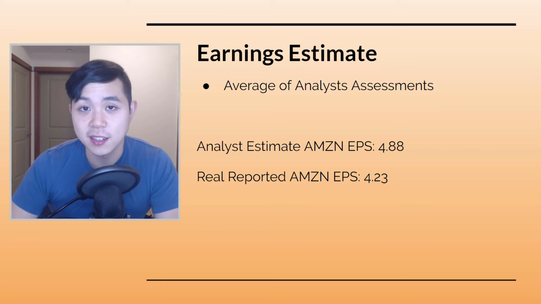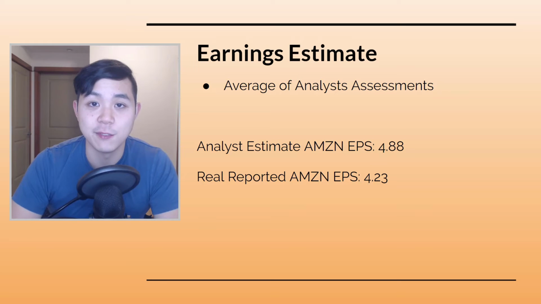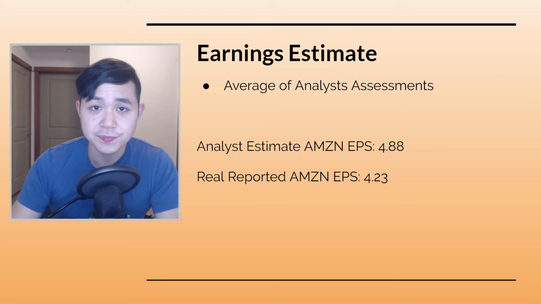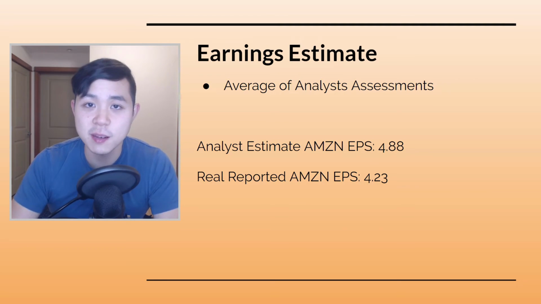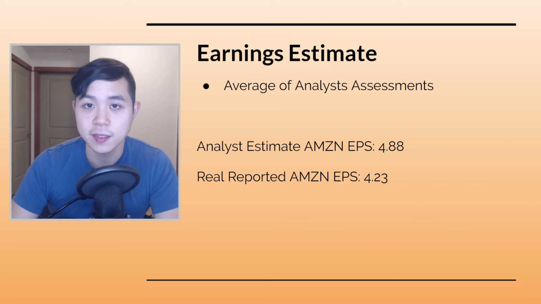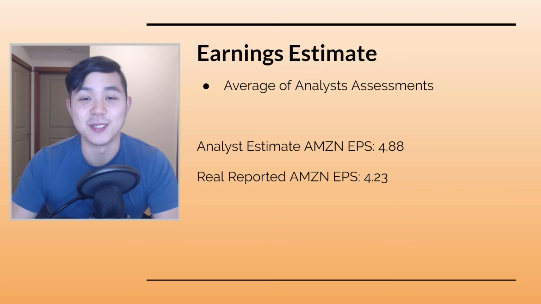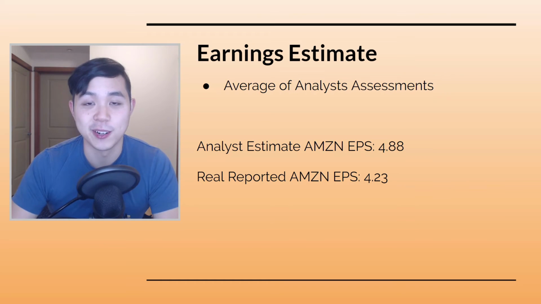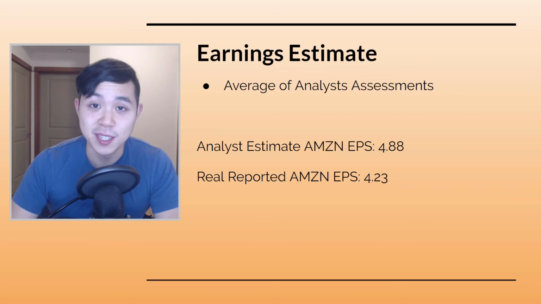So for Amazon, the estimate was 4.88. And one way you could think about this is that if Amazon is trading at 1800, then that means the analysts are looking for an EPS of 4.88 to give Amazon that valuation of 1800. And well, we already know Amazon missed this estimate and they reported an EPS of 4.23. So what does this mean?